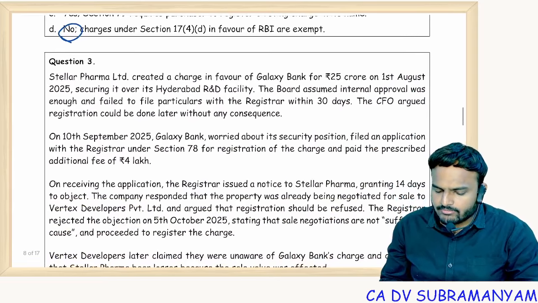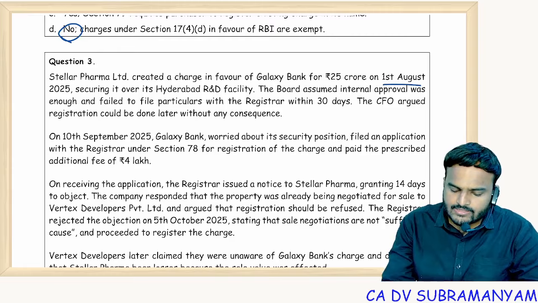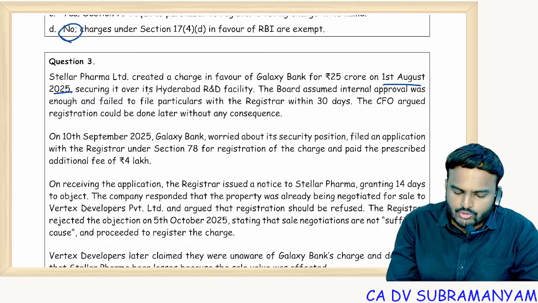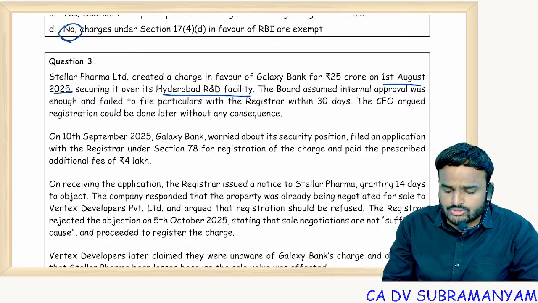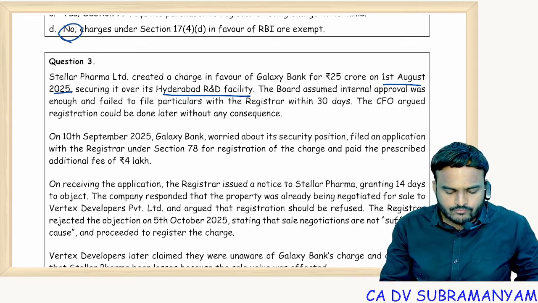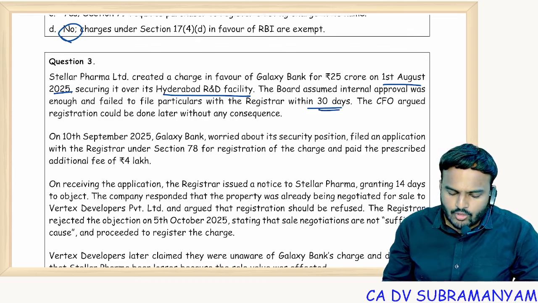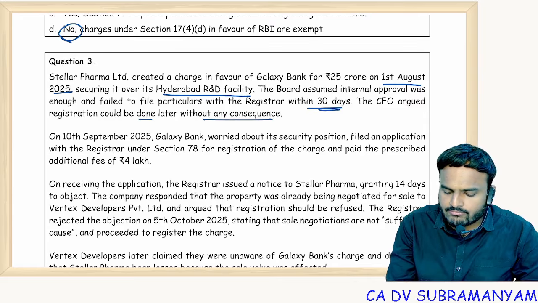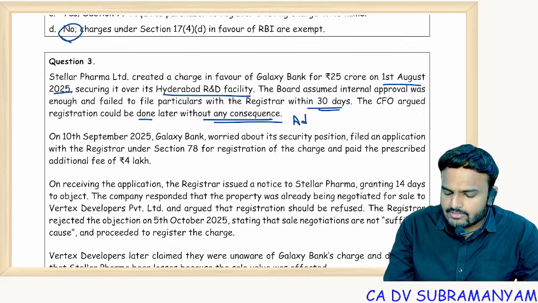Stellar Pharma Limited created a charge in favor of Galaxy Bank for 25 crores on 1st August 2025, securing it over its Hyderabad R&D facility. The board assumed internal approval was enough and failed to file particulars with the ROC within 30 days. And the CFO argued registration could be done later without any consequences. Who told? Belated registration, additional fees applicable.